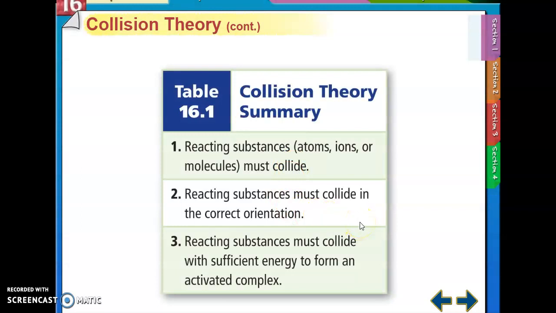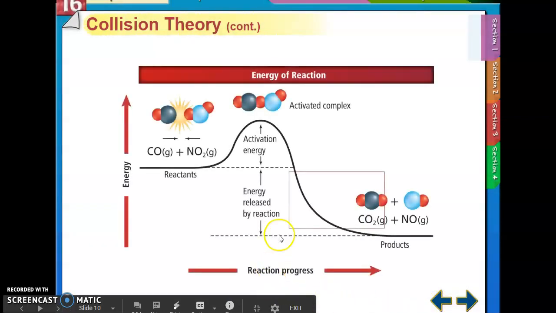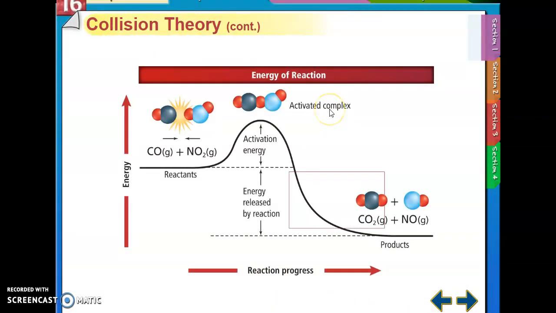So for collision theory, we have these three main parts here. Not only do you need to have those reactants collide with one another, they need to also be in the correct orientation. And then the last piece is that they need to have sufficient energy to form that activated complex. So we're going to go over two different graphs here to show us two different types of reactions.